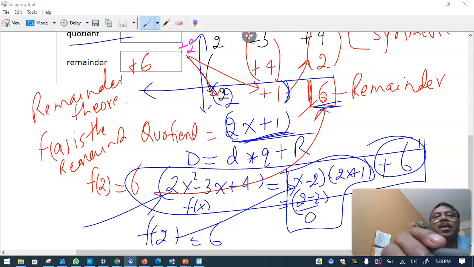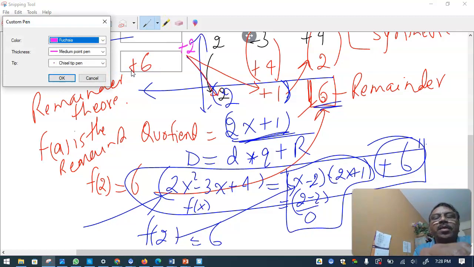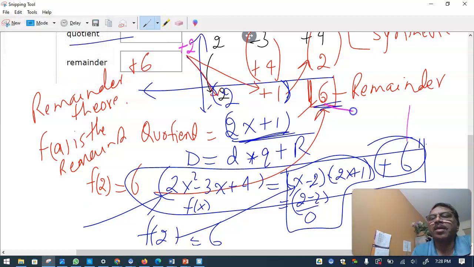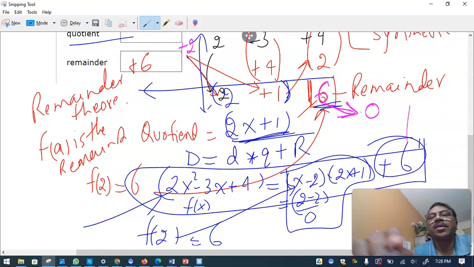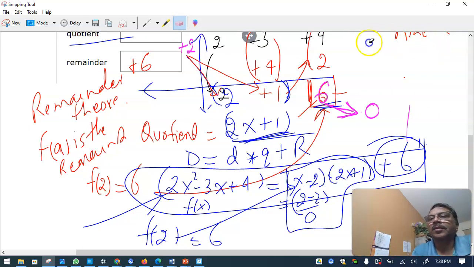Let's do the next. One thing you need to take note of is, just imagine if you did get 0 instead of 6. What that means is that the x plus 2, the one that you are going to divide by, is going to be a factor. So what is the factor theorem? Let's write that down.